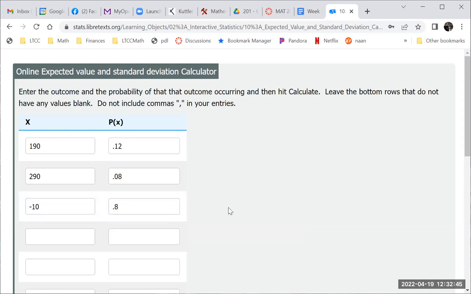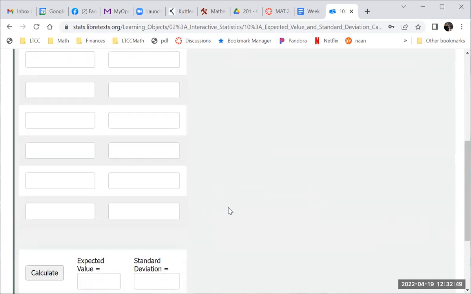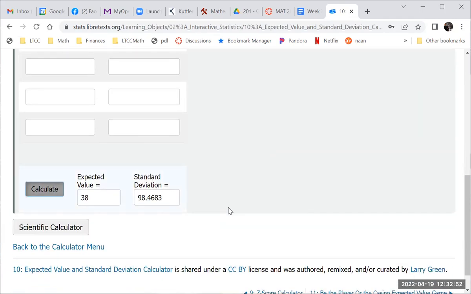Any questions on just typing them in? And then I hit calculate. Didn't look too hard, was it? Okay. And most people don't find this hard. I'll let you know when most people find it hard. This is not one they find hard.